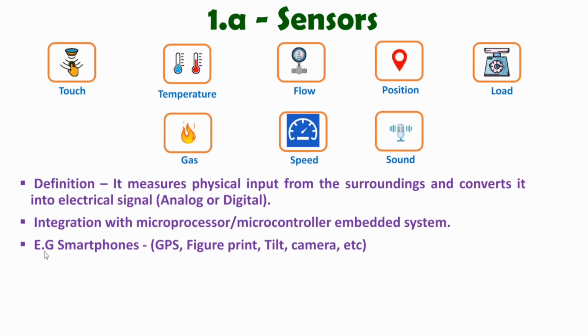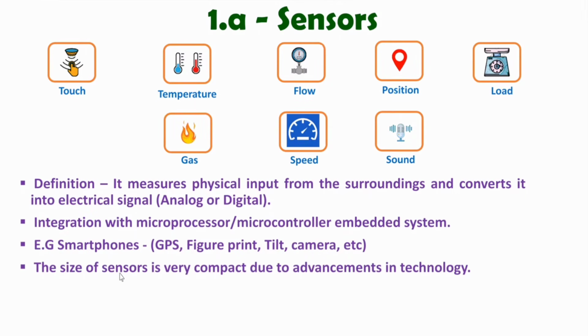One example is given, like you are using smartphones. In smartphones, there are many sensors. I have listed a few names over here, like GPS sensor, fingerprint sensor, tilt sensor, we are having camera. Likewise, there are so many sensors available in smartphones. We can have some IoT applications even in which there can be a few sensors. But in smartphones, there are so many sensors available, right? See, the size of sensors is getting very compact due to advancements in technology, right?